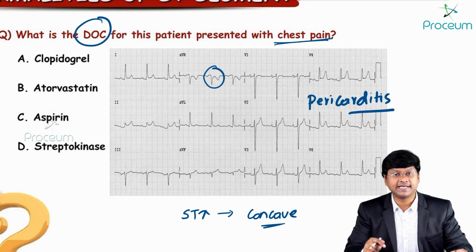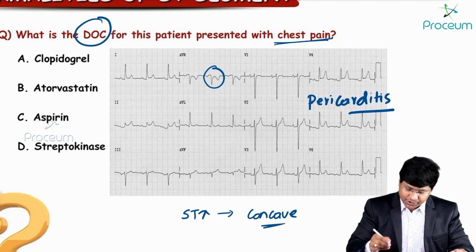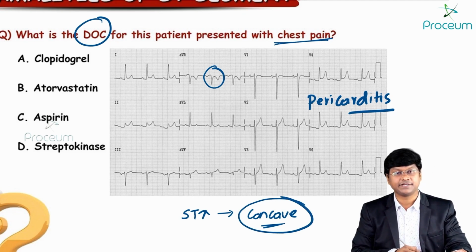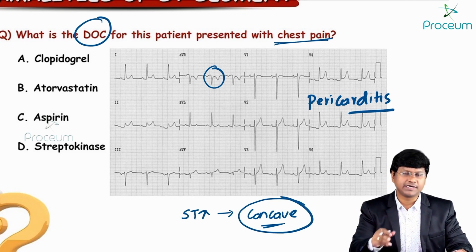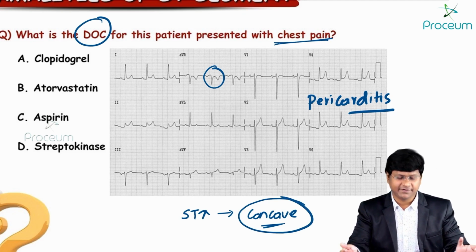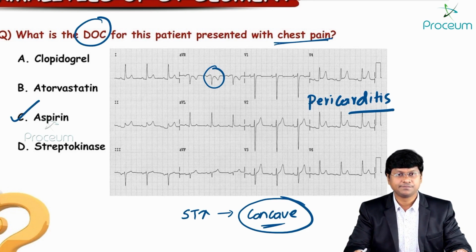You will have this ST segment elevation in pericarditis. So in pericarditis, you will have concave ST segment elevation. Pericarditis is the inflammation of the pericardium. So what is the treatment that you need to give? The anti-inflammatory drugs. So you can give aspirin in these individuals.